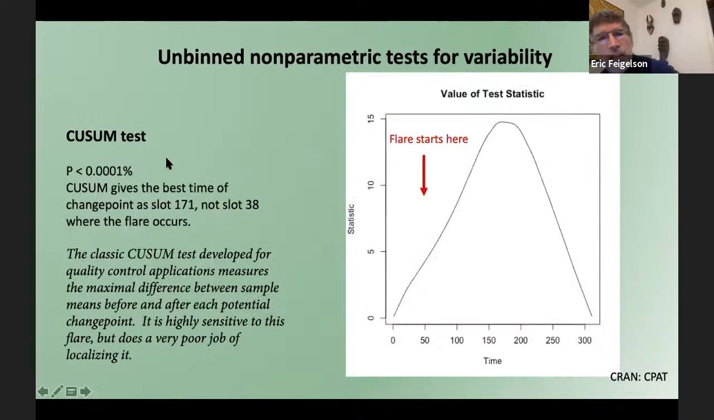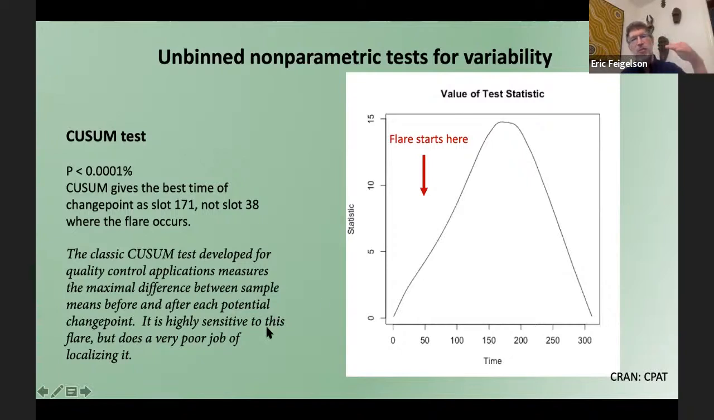Okay, there's a classic field of statistics for industrial quality control from the 1950s and 60s, and the Q-sum test is classic. What it does is measure the maximal difference between the sample means before and after each data point. So you go to a data point, ask what's the mean before and the mean after, and compare those. It ends up highly sensitive to the flare. The probability of seeing variability is very high, but it completely misses when the flare occurs. It's just not designed for that, or it does a bad job.